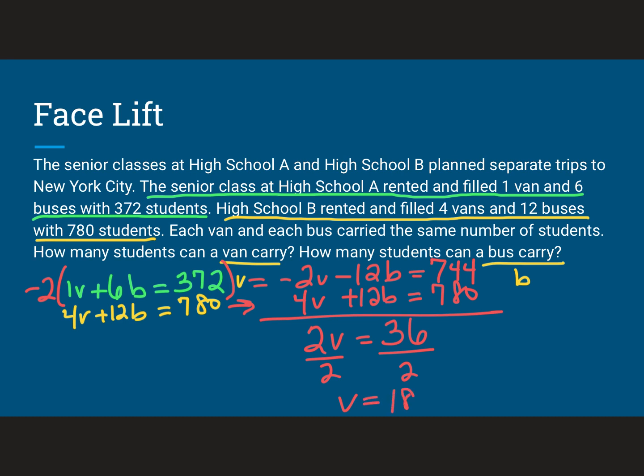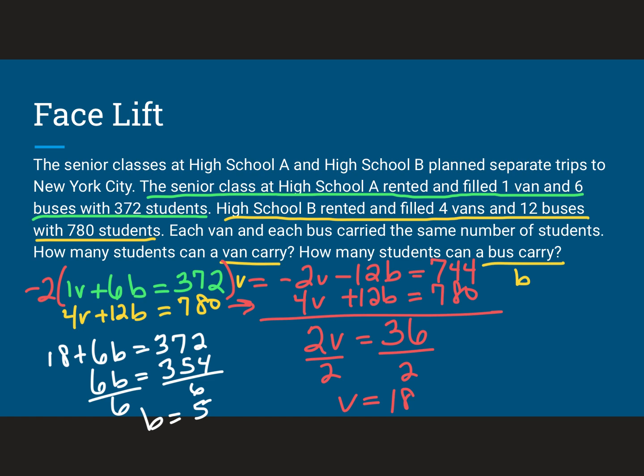So again, I still need to find out how much a bus carries. I'm going to go back to one of my original equations. I'm going to use the first one. So I have 1V, which is 18, plus 6 buses equals 372. Just subtract 18 from both sides, I get 6B equals 354. When I divide both sides by 6, you do get a calculator for this, by the way. B equals 59. So again, we're going to write our answer in a sentence.